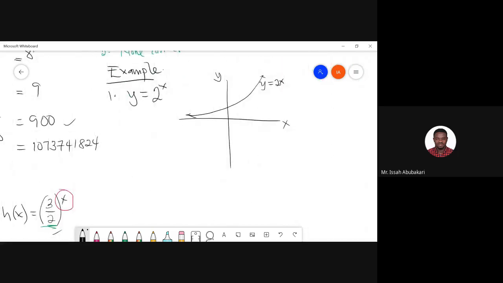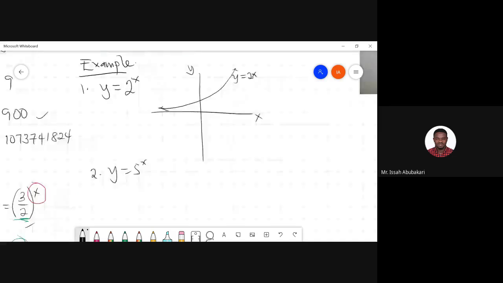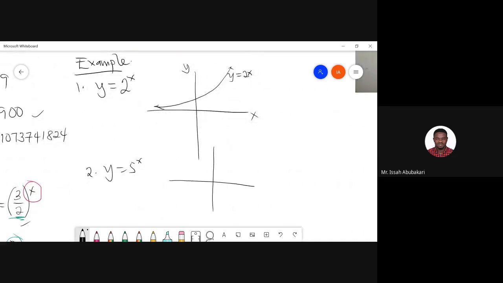Number 2. Let's say number 2, we are going to have y is equal to 5 exponent x. Please, when you have the equation or the function, check first if it is an exponential function or not, right? So 5 exponent x is also going to give us something like this. The same slope. Okay, it will come this way, it will decrease, but it will never reach the x-axis. So this one too is y equal to 5 exponent x.